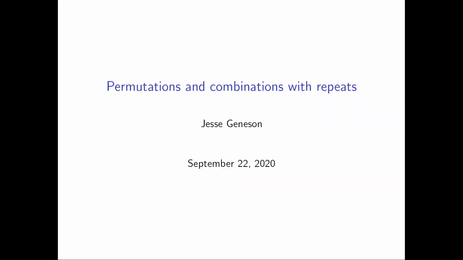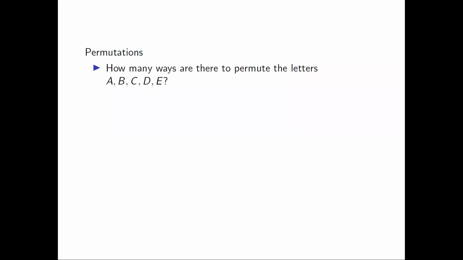The ones that we saw before, all of the elements that we were permuting over or finding combinations of were distinct elements. In this video, we're going to look at situations where we have some repeated elements. If we get a problem where all of our elements are distinct, such as finding the number of ways to permute the letters A, B, C, D, and E, we've already seen problems like that, we know how to do them.